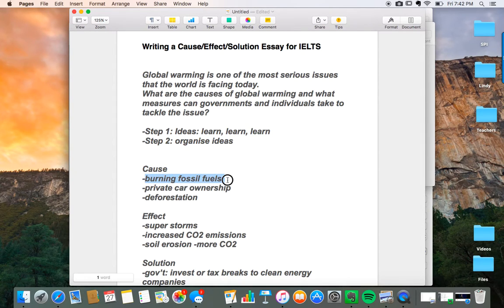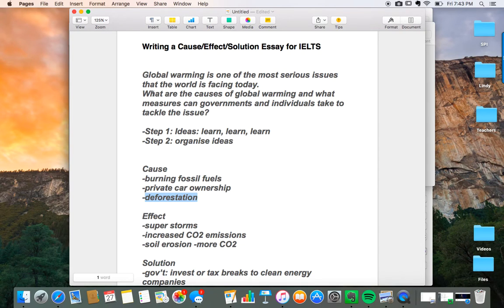Burning fossil fuels, easy one, right? That puts CO2 in the air. From the Uber video, you might think, okay, well, private car ownership, that's a problem, right? Uber is a company that is reducing the need for individuals to own a car. Last one, deforestation, cutting down trees.